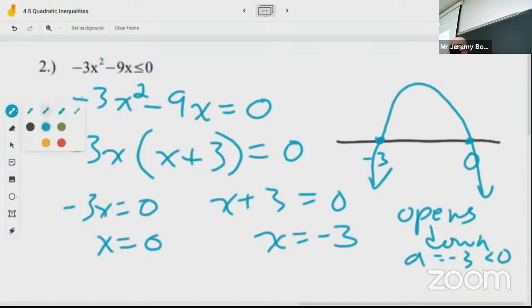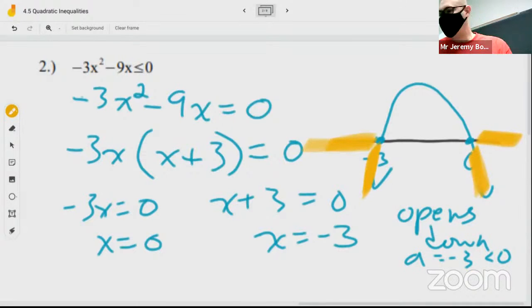And so we want to know where it's less than or equal to 0. That's going to be where it's below the x-axis. So it's going to be here and here. So it's going to be these regions there on the outside.